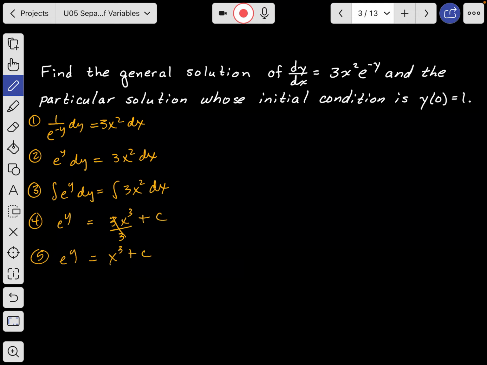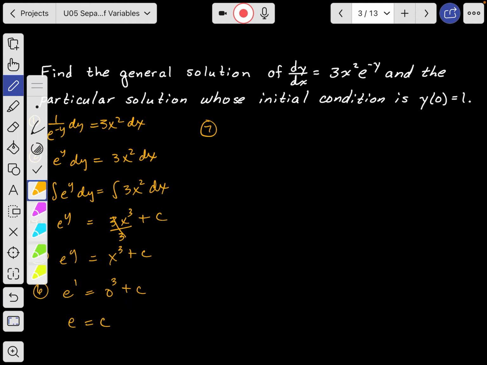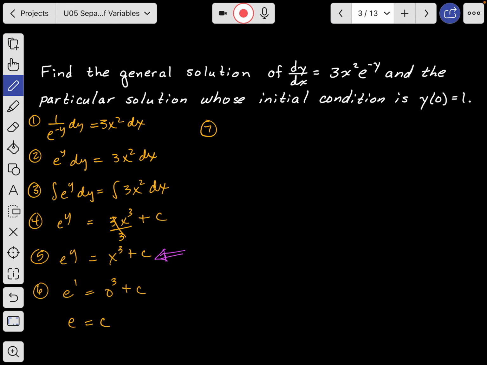All right, so now I can substitute in my initial condition, y(0) equals 1. So in step 6, my y is 1, so this is just e to the 1 is equal to 0 cubed plus c. So I can see that my e is equal to c. Now that I figured out what my c value is, let's make the substitution back into this equation here, and then we'll solve for y.